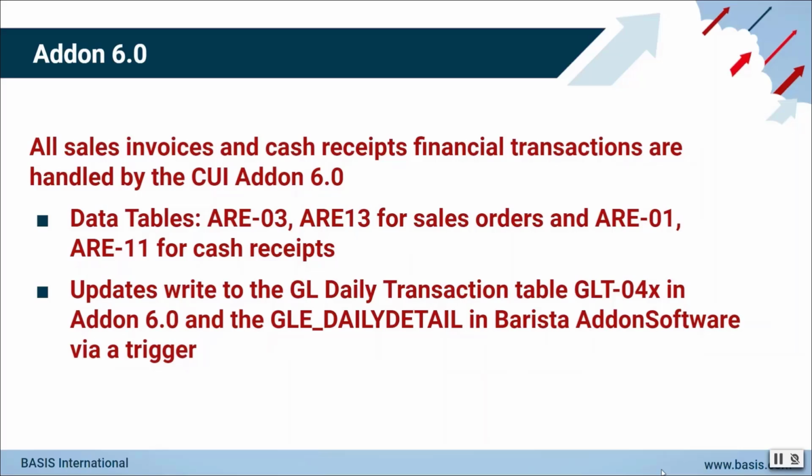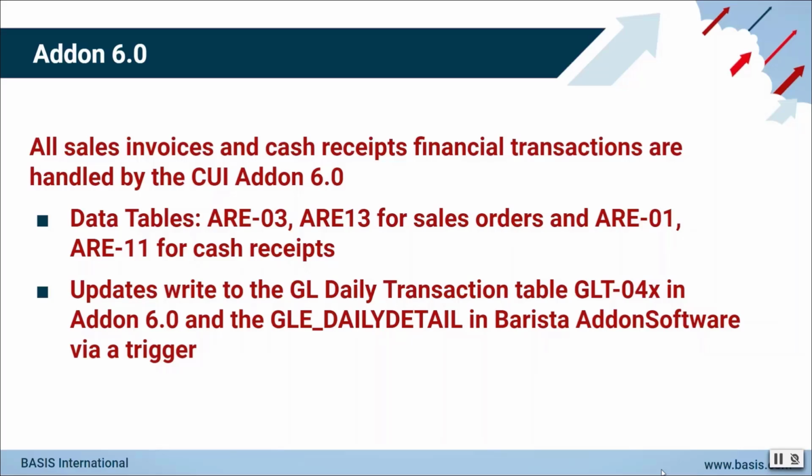The backend for this process is a hybrid installation of Addon 6.0, a highly customized CUI ERP, and AddonSoftware, the Barista-based ERP application. All email expiration notices and auto-generated Proforma invoices come from Addon 6.0's database. When invoices are created and paid through Direct Renew or BCommerce, the sales orders tables and cash receipts tables in Addon 6.0 handle the transactions. For all of the old Addon 6.0 old hands, the tables are ARE03, ARE13 for sales transactions, and ARE01 and ARE11 for cash receipts transactions.